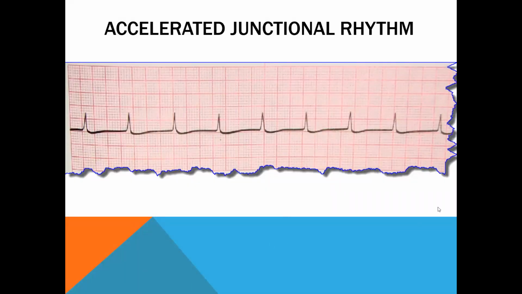Just another example. So we would look at 6 seconds, count the number of R waves, multiply by 10 and come up with the rate. And then when we look for P waves, we see there are none. So we would come to the conclusion we're looking at a junctional rhythm and it's between 60 and 100. So we would use the word accelerated.